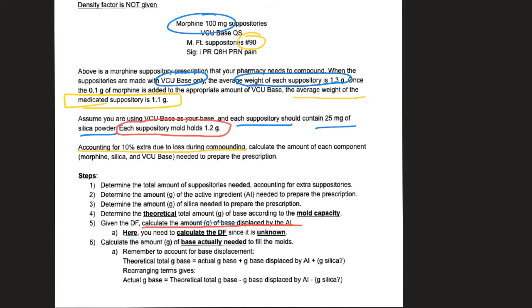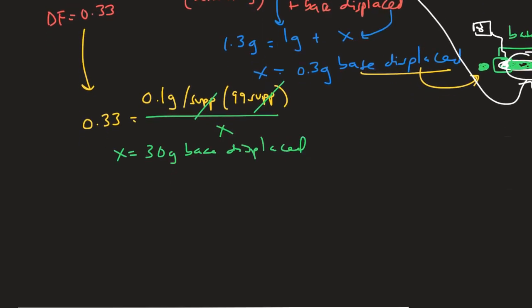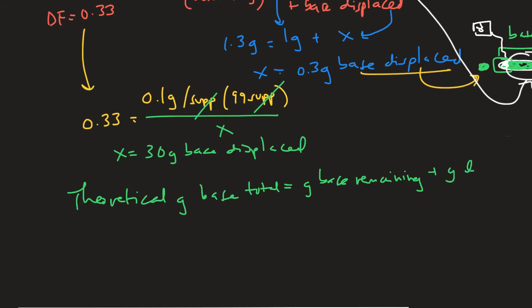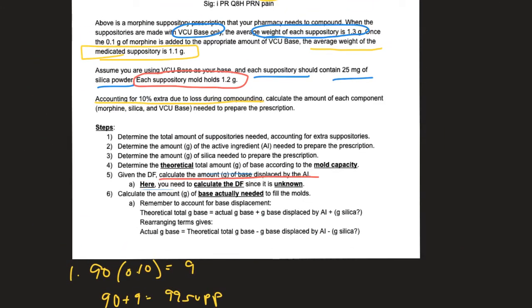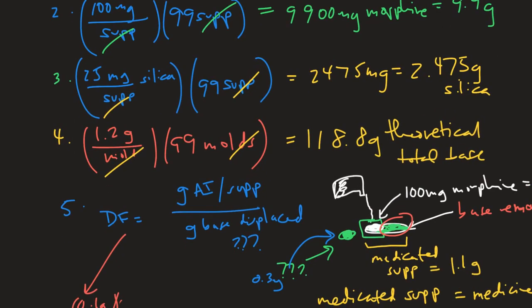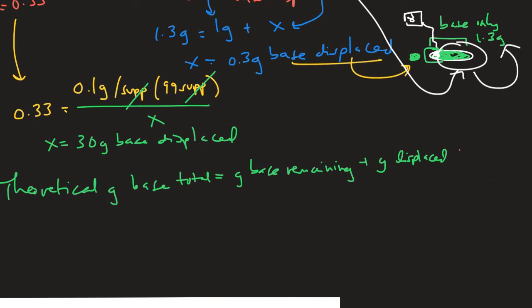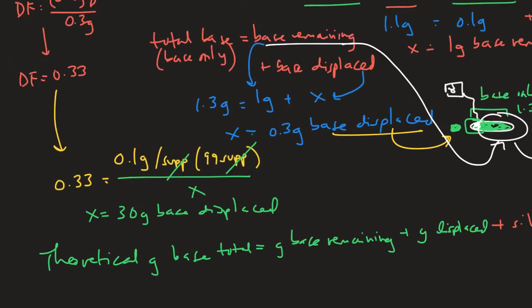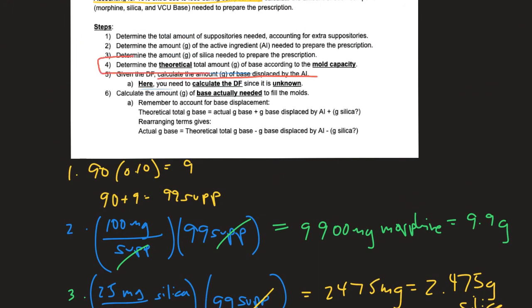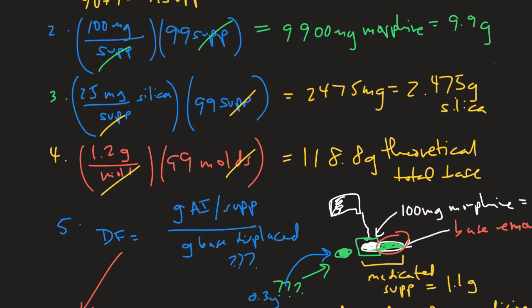Now step 6, we're going to calculate the total amount of base actually needed. The formula is theoretical grams of base total equals grams of base remaining plus grams displaced. Do we need to account for silica? The amount of silica per mold is 25 milligrams, so yes, we do need to account for it, because it's equal to 25 milligrams plus silica. The theoretical total amount of base is given in step 4, based on mold capacity, which is 118.8 grams.